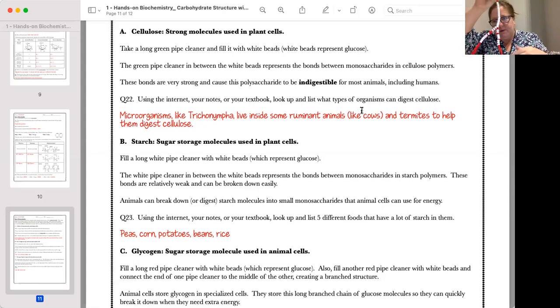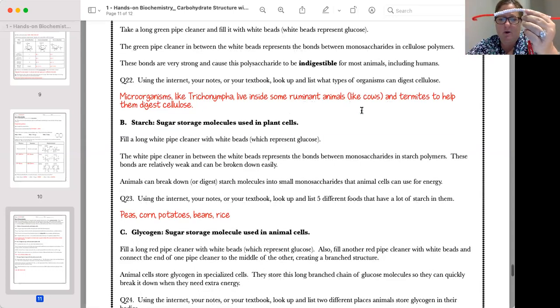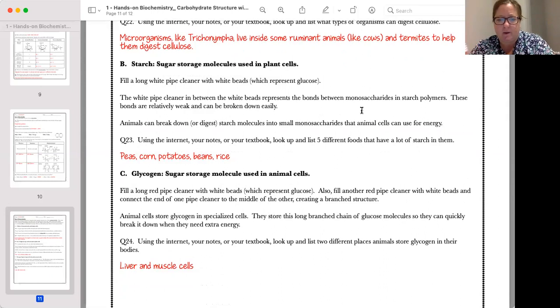Okay. So we have repeating units of monomers. These are all glucose, but in the glycogen, we have a branch on our polymer chain. Okay, and this is how animals store glycogen. If we've used all of the energy that we need from what we've eaten, then we can store this in our muscles for later use. And we can store it in the liver.